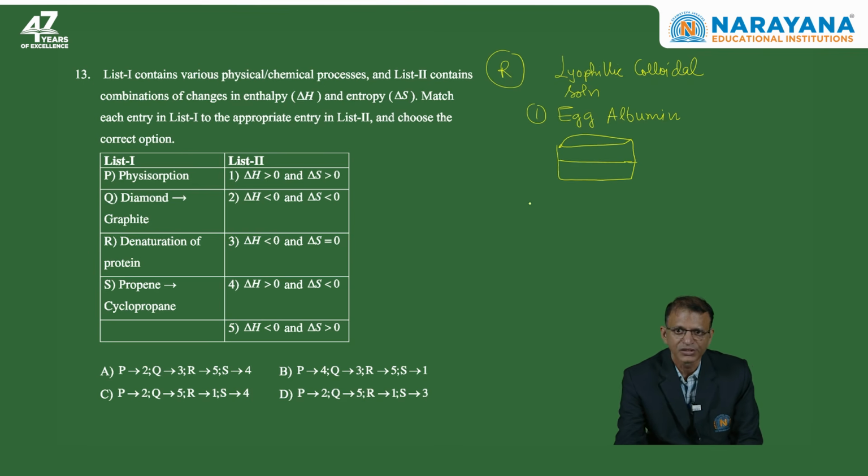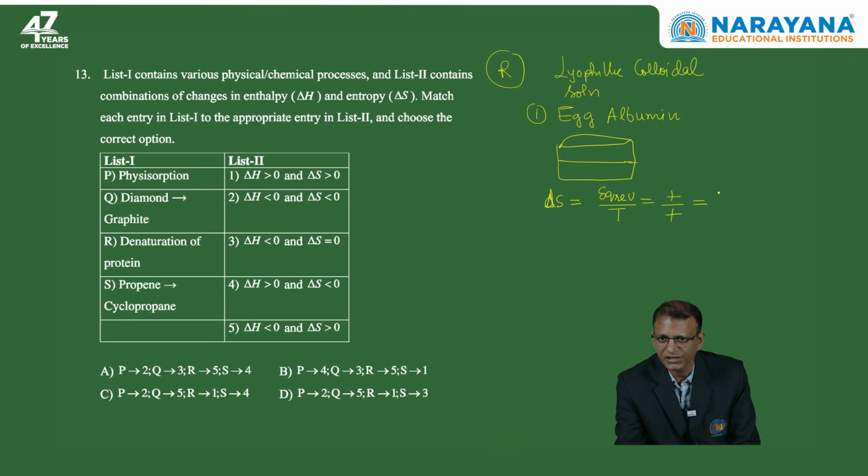So if I try to predict logically about this process, what is the entropy change? We know that a small change in entropy, dS, is dq reversible upon T. So for denaturation of protein, we are going to heat it. So dq will be positive, temperature in Kelvin will be positive. So from here we'll say that the entropy change will be positive. So delta S is going to be positive, since we are giving heat to the system. Delta H is also going to be positive.